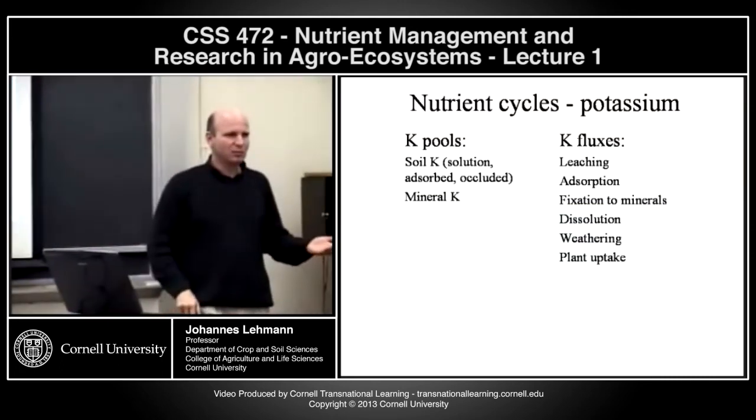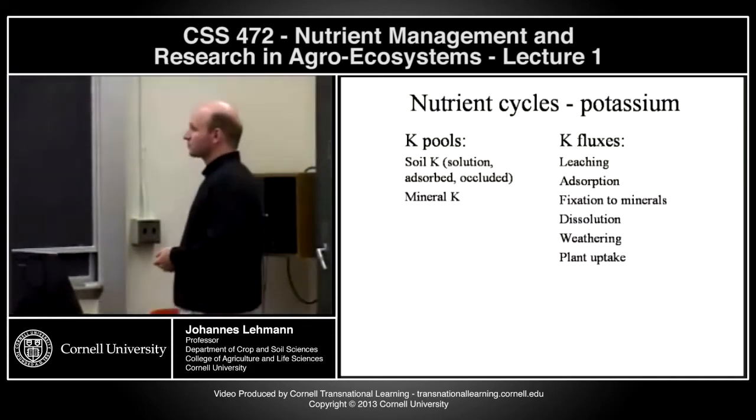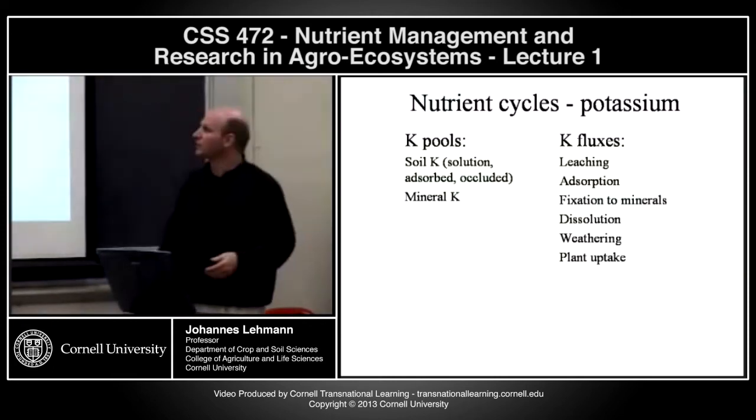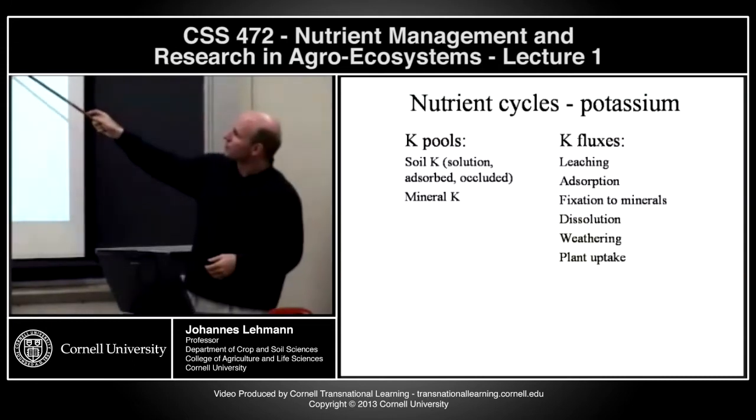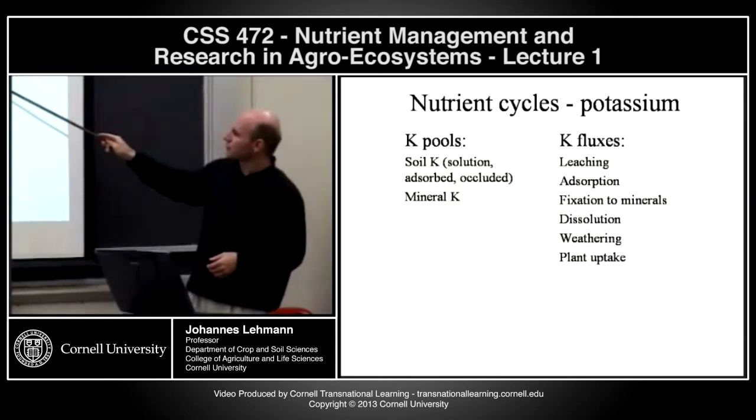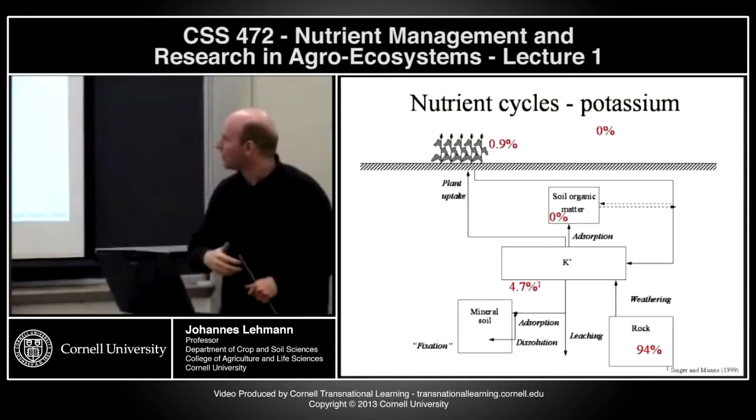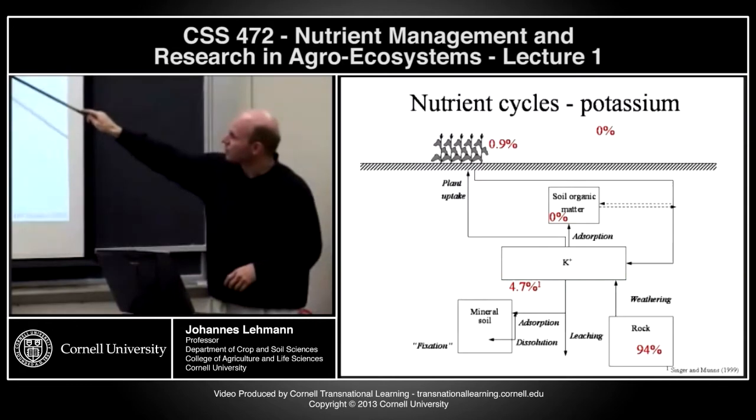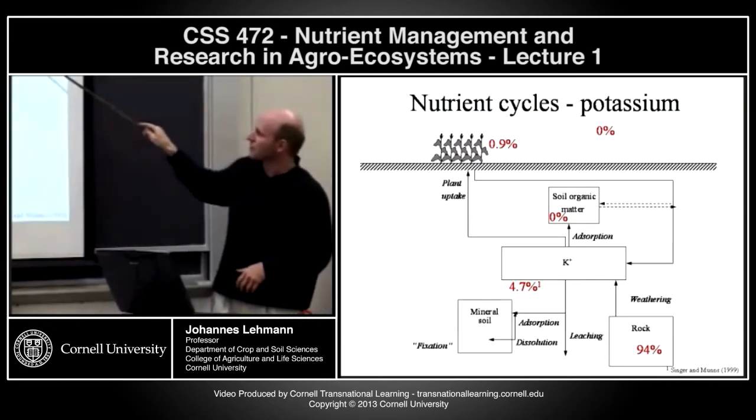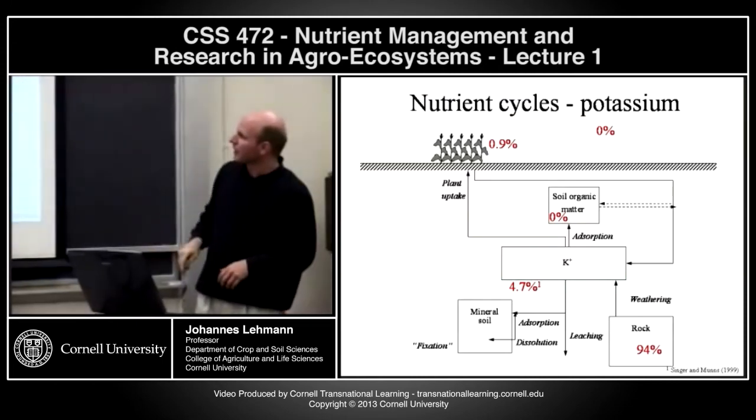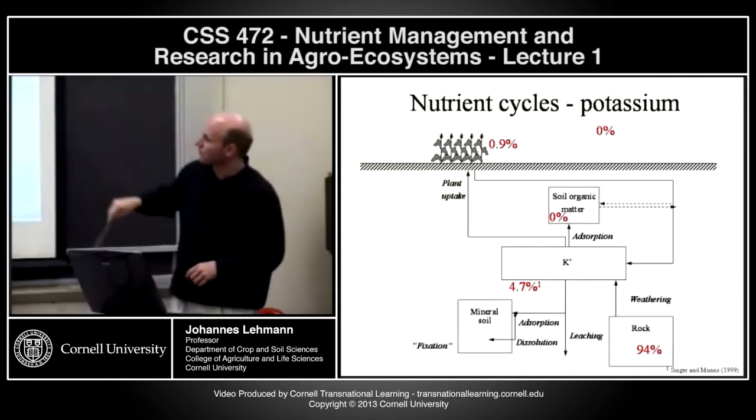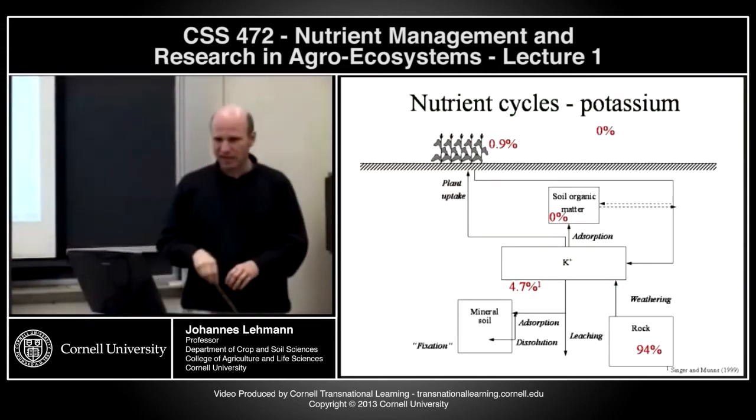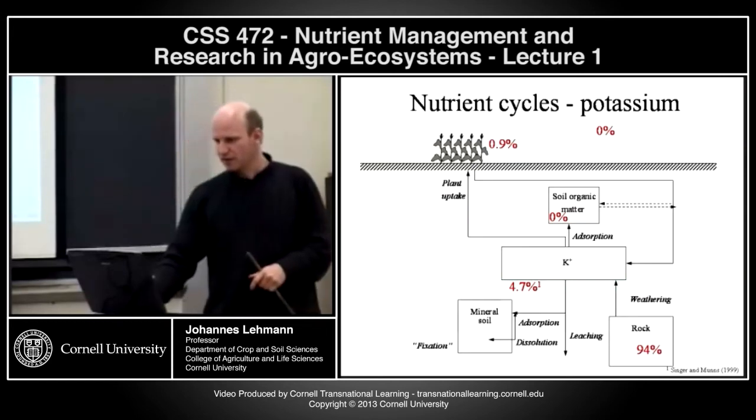There is, of course, potassium in plants and in manures and in decaying plants, but it is usually leached very rapidly from that, and is usually not released to a great extent by mineralization. Leaching is important under many conditions. Adsorption, fixation to minerals, dissolution, weathering, and plant uptake. Here you see the number of boxes goes down, nothing up here, soil organic matter only weak, low contents and not much replenishment of inorganic potassium by any biological processes, some adsorption happening, of course, onto soil organic matter or mineral soil. Leaching is important, some fixation actually happens, and we'll look at these processes later on.